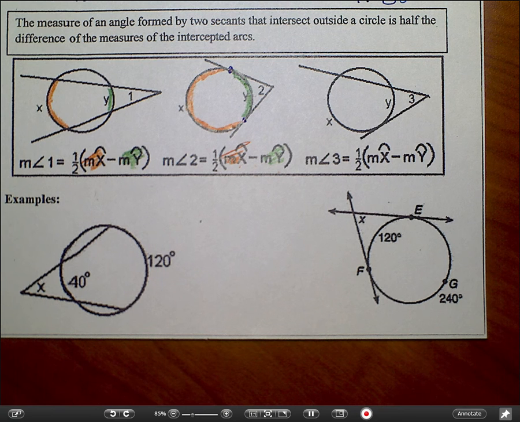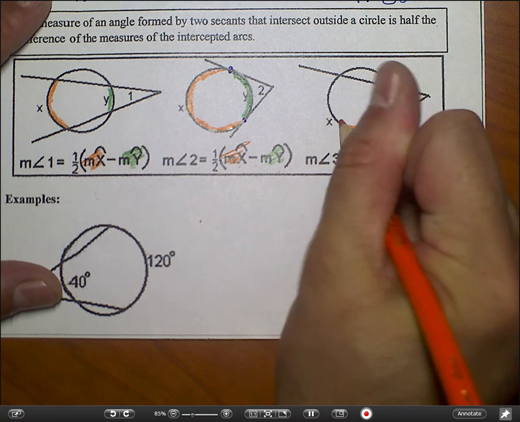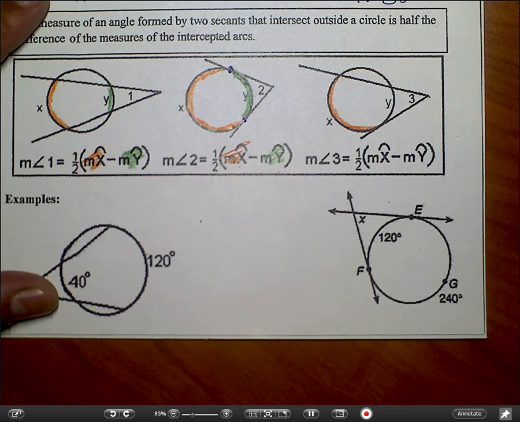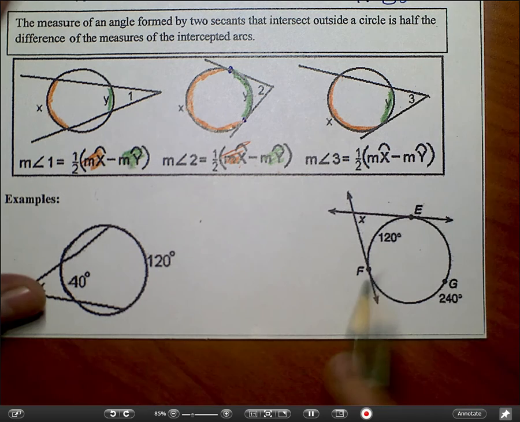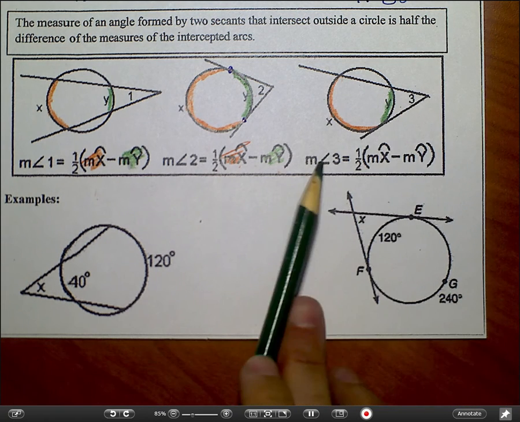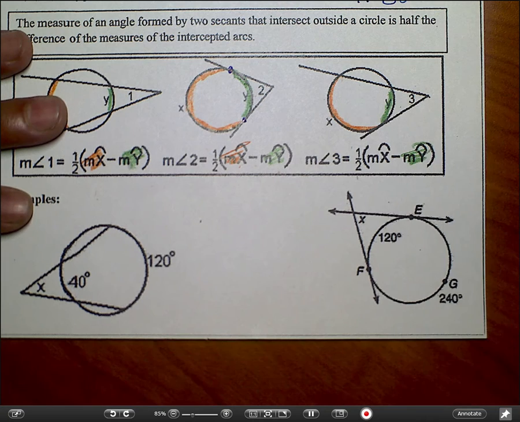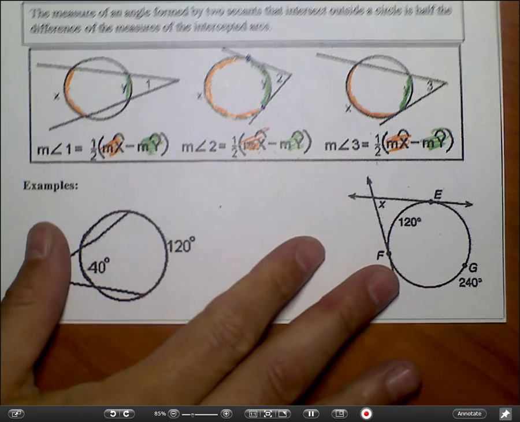All right, this next one is going to be a secant and a tangent. Which one is big crust? X. Which one's little crust? So the angle out here is going to be 1/2 big crust minus little crust, right? All right, now let's see if you guys paid attention.